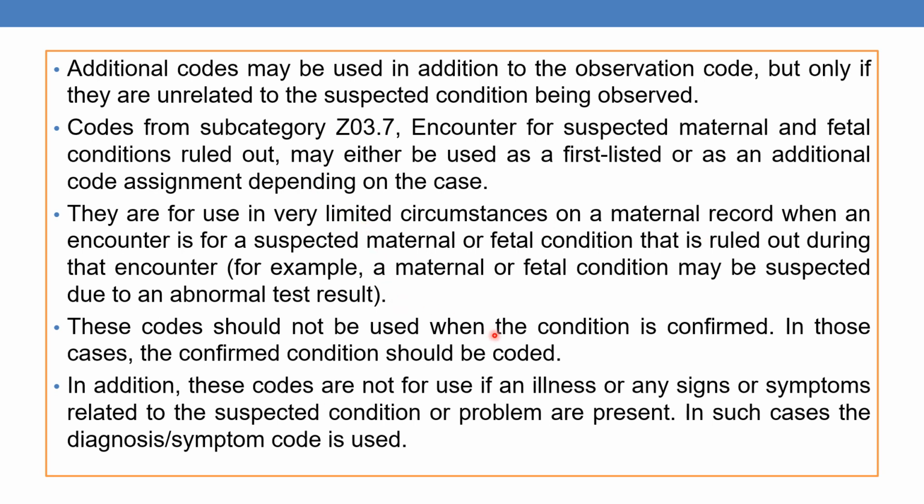These codes should not be used when the condition is confirmed. Observation codes should not be used when the condition is confirmed. You must only use observation codes when the condition is suspected and ruled out. It will be present in the code description itself. In those cases, the confirmed condition should be coded.